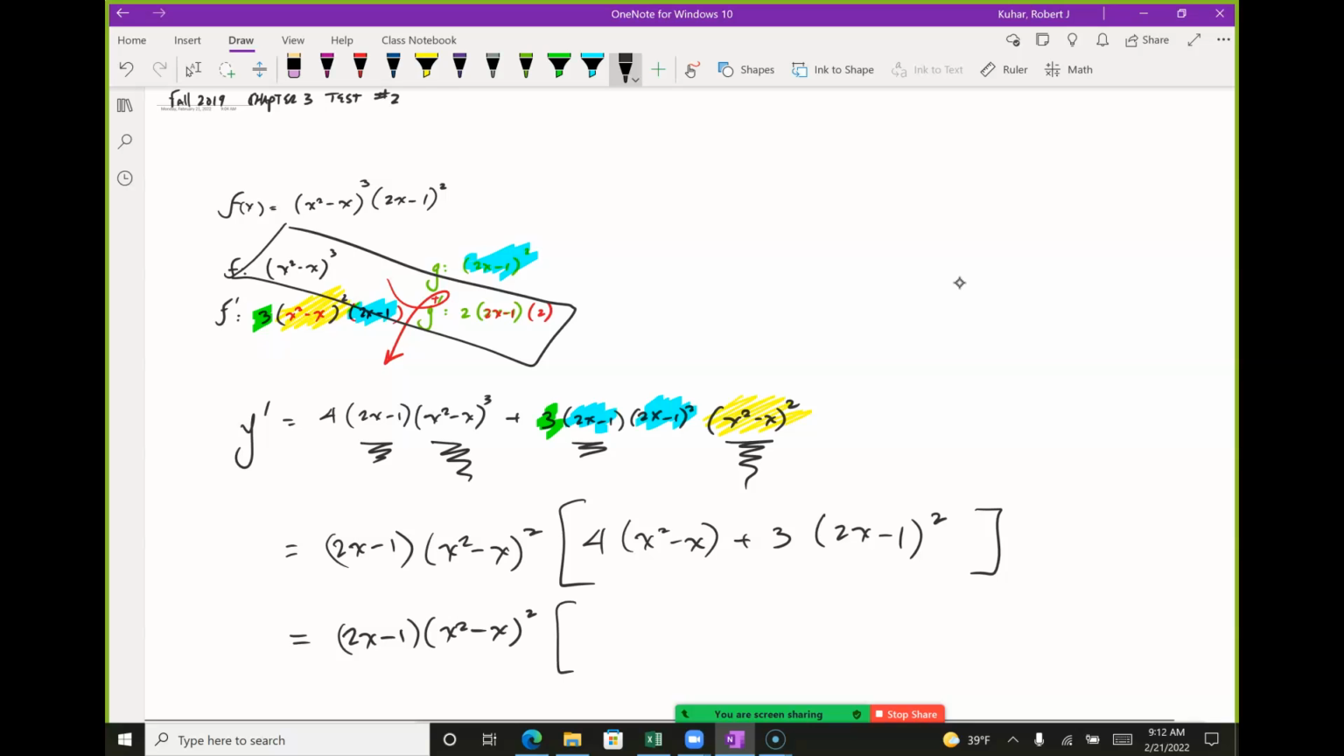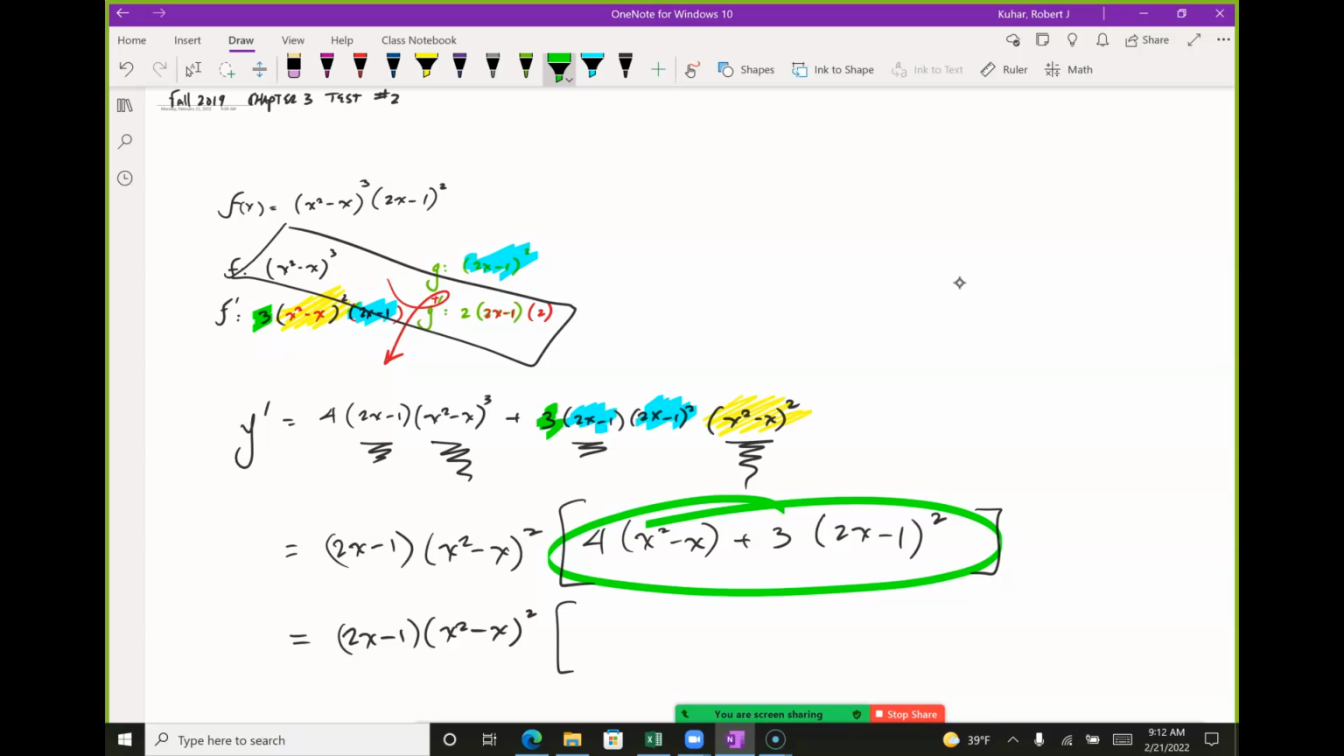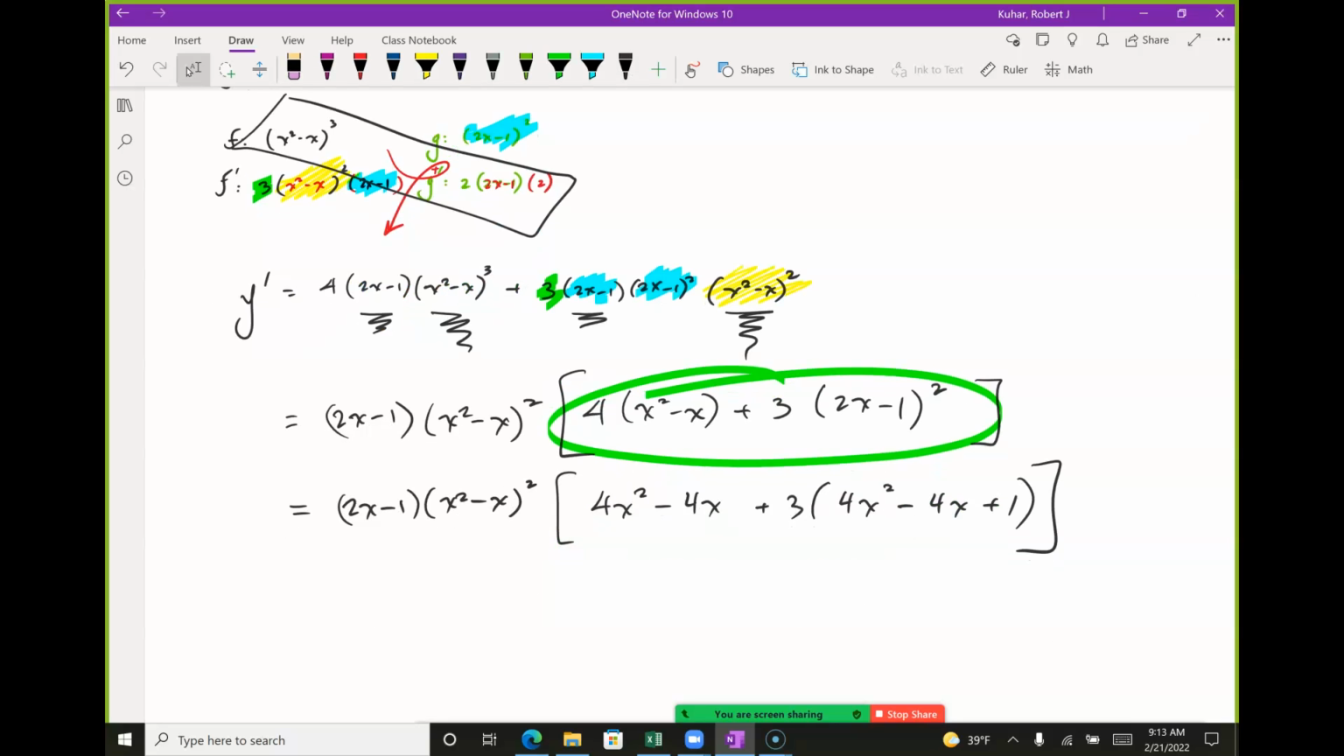So in this one, I have to distribute here, because I can't factor this piece right now as it is. But if I expand it out and combine like terms, I might be able to. So I've got 4x squared minus 4x plus 3 times 4x squared minus 4x plus 1. Right, I'm distributing there. Notice every time I write, I'm writing a complete sentence. Yes, I waste paper, but so what? I get the problem right.